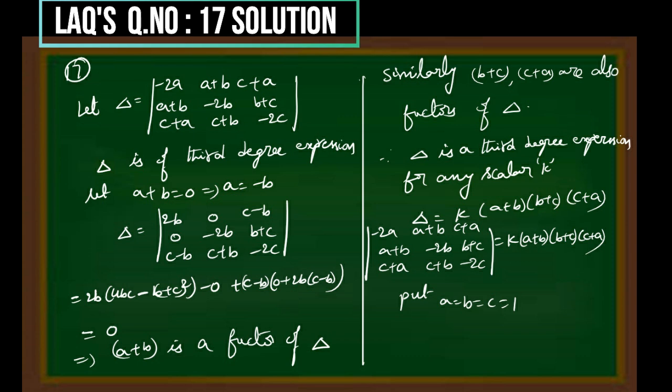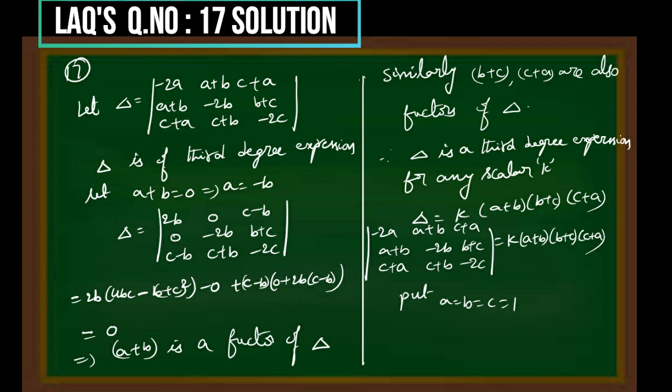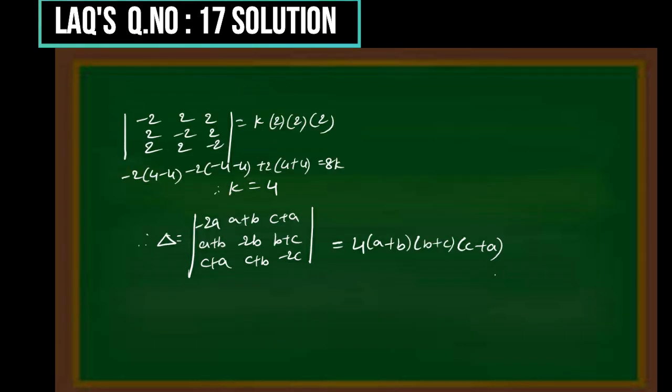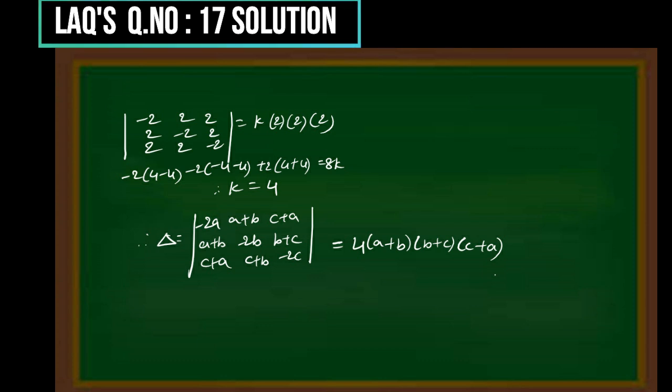For this, we take a, b, c as any real numbers. Here we assume a is equal to b is equal to c is equal to 1. Then substitute a, b, c as 1. LHS is minus 2, 2, 2; 2, minus 2, 2; 2, 2, minus 2. That is equal to k into 2 into 2 into 2. Expanding this we get k is equal to 4. Therefore, the given determinant delta is equal to 4 times a plus b, b plus c, c plus a.